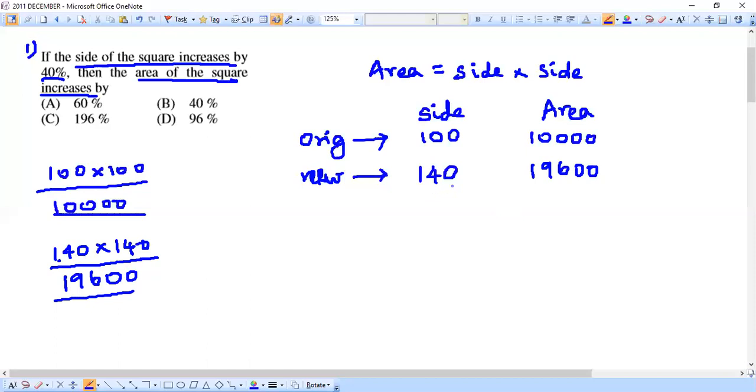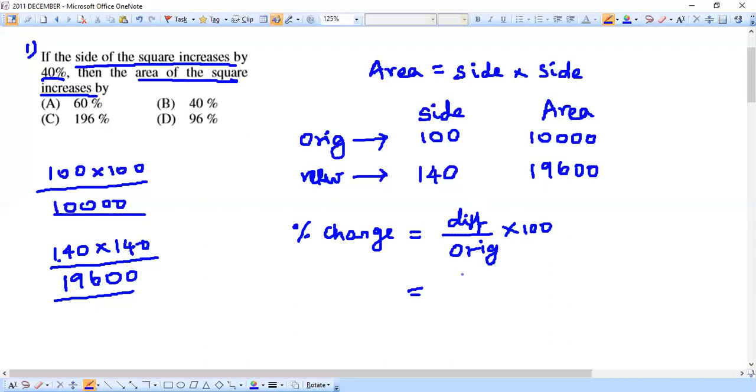So we are now asked to find the change in the area of the square. This also we know very well. How do we find the percentage change? Usually, percentage change, whether it is percentage increase or percentage decrease, we do this calculation: difference by the original value multiplied by 100. So difference by original into 100. This we do, and we can get the answer very easily.